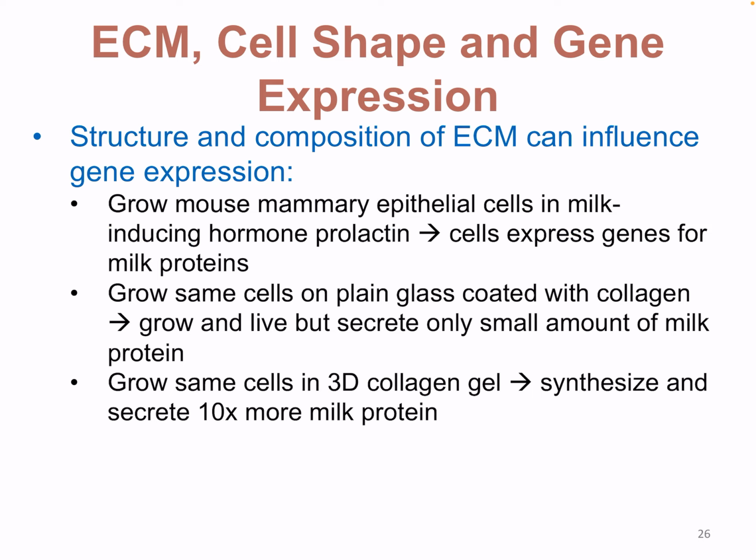The structure and composition of the ECM can also influence gene expression. So, for example, we can grow mouse mammary epithelial cells in milk-inducing hormone prolactin. These cells express genes for milk proteins. We can grow the same cells on plain glass coated with collagen, and these will grow and live but secrete only a small amount of milk protein. If we grow the same cells in a 3D collagen gel, they synthesize and secrete 10 times more milk protein. So we can show how important the environment is, not just the cells themselves.